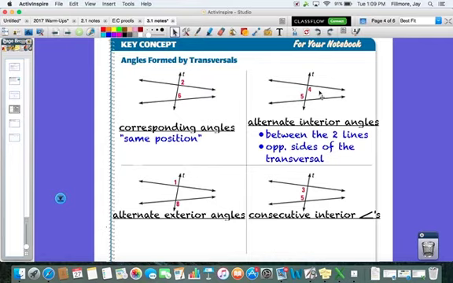Alternate exterior, same idea. They're alternate. One's on the left and 3's on the right, but they're exterior because they're on the outside of your two lines. So one's up here on the outside and 8's down there on the outside.